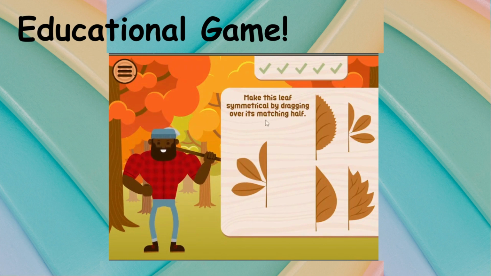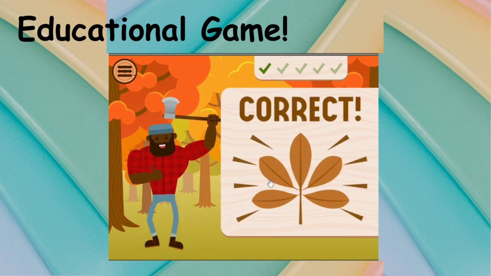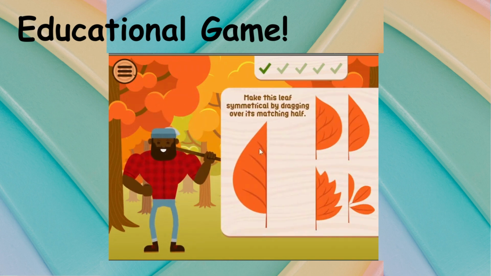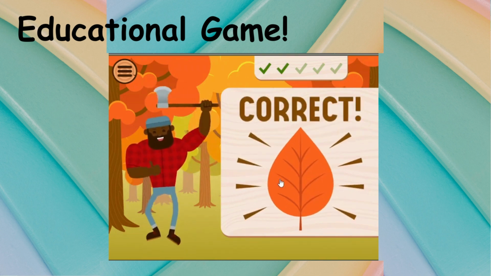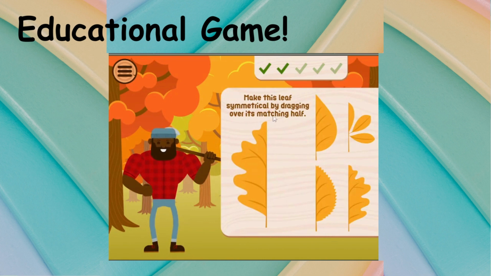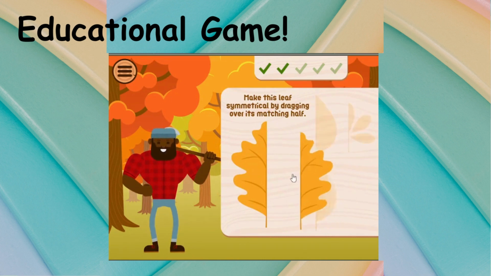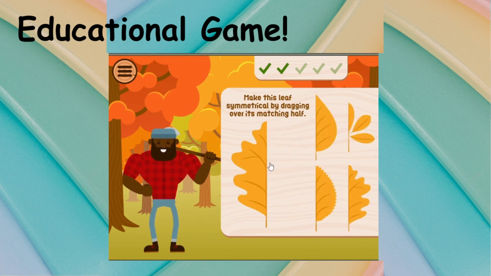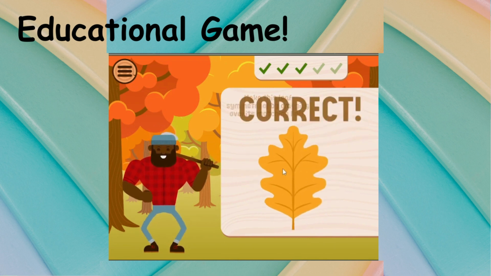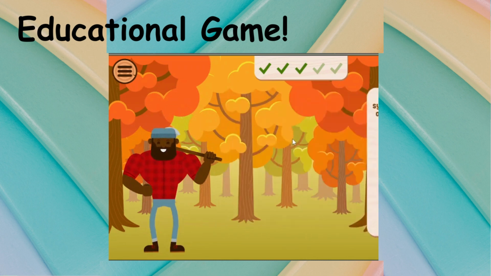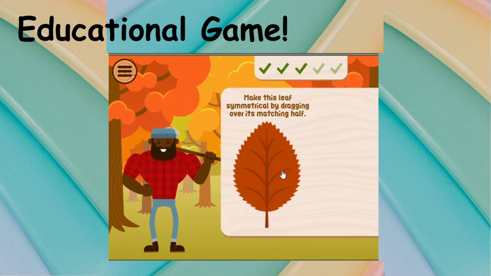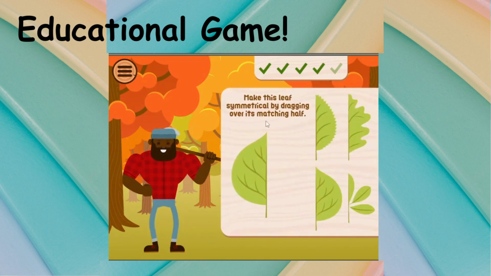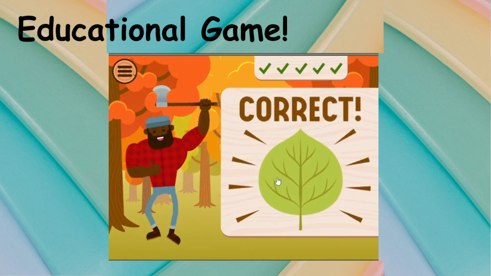Make this leaf symmetrical by dragging over its matching half. Ha ha! Wow! Nice job! Great! Correct!